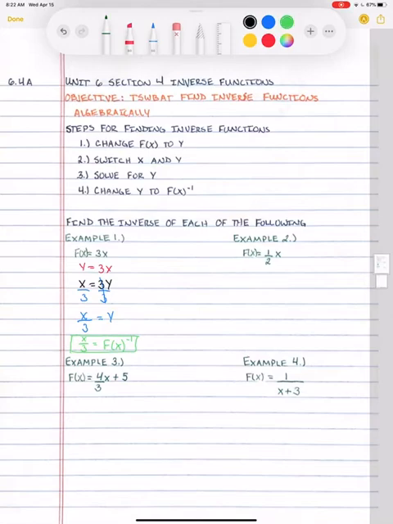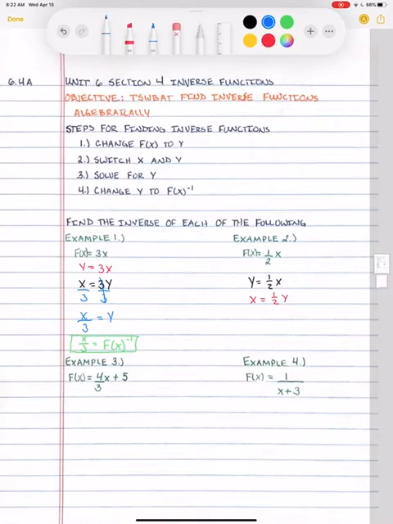Example 2, same deal, follow the steps. So instead of f of x equals 1/2 x, I'm going to have y equals 1/2 x. Now I'm going to trade places. y will become x, x will become y. So x equals 1/2 times y.